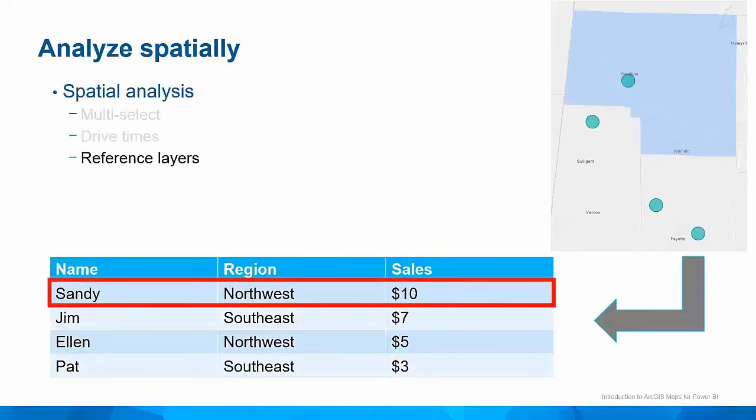Another way to make spatial selections is by using reference layers. Reference layers are hosted by Esri and provide additional geographic information about an area. You can use Esri-created demographic reference layers or any other publicly shared layers on our ArcGIS content platform. Reference layers can show common geographic boundaries, such as in this example, where Marion County, Alabama is shown in blue. When used to make a spatial selection, the Marion County area would select Sandy, the one sales rep that lives within the county. So let's jump back over to Power BI and take a look.